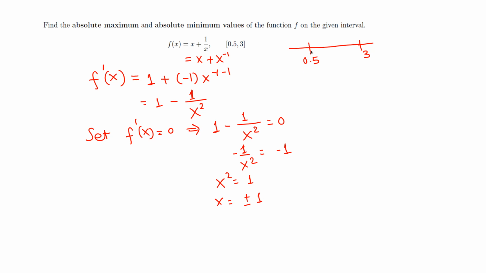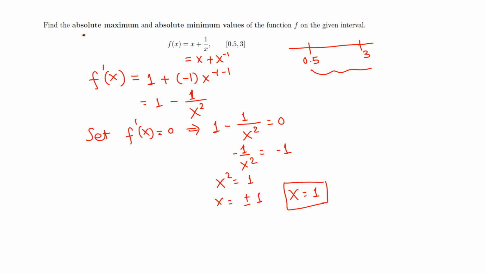But minus 1 is not in this interval, so we disregard that. We just consider x equals 1. Okay, so this is a critical number. Notice this derivative 1 minus 1 over x squared is undefined at x equals 0. But x equals 0 is not in the domain, so x equals 0 is not a critical number. And that does not belong inside our interval anyways.